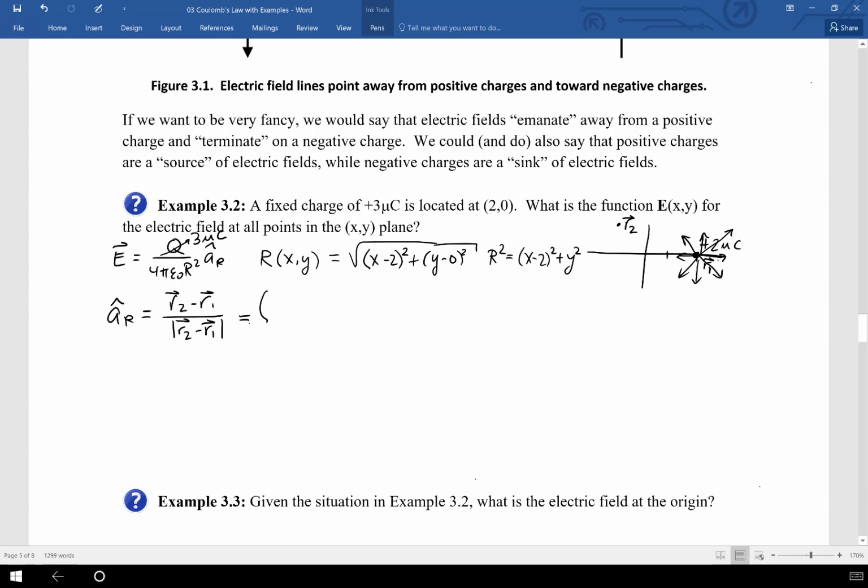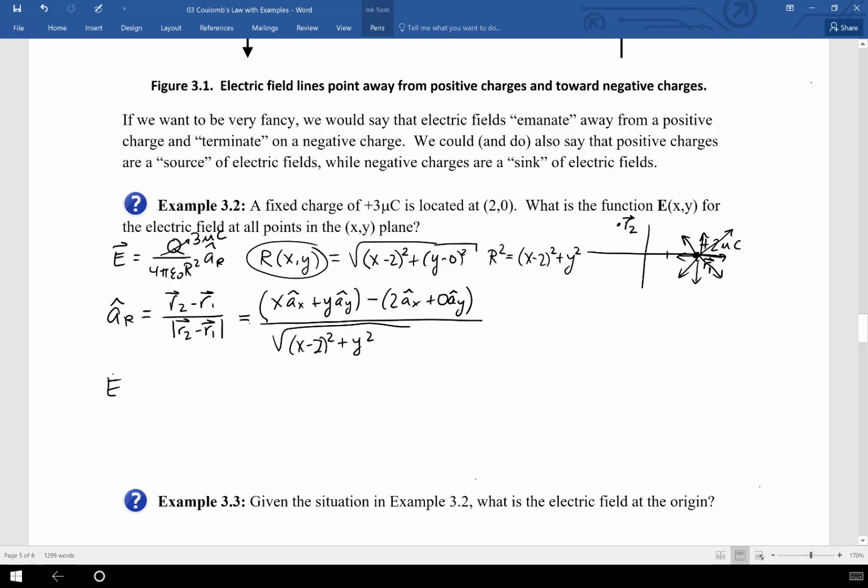So R2 is going to be some quantity x times a sub x plus some quantity y times a sub y, minus, now this is going to be 2 times a sub x plus 0 times a sub y. All of this is divided by the distance between those, but we just found the distance between them. It's this quantity right here. And so in the denominator, I'm going to say this is the square root of (x minus 2) quantity squared plus y squared. And so now I have a sub r.